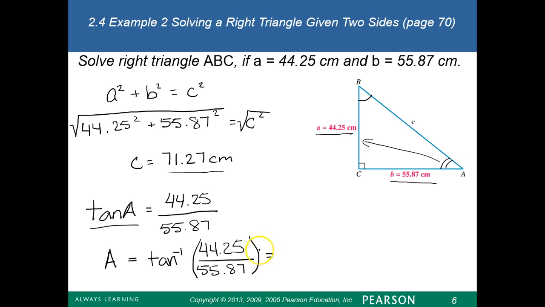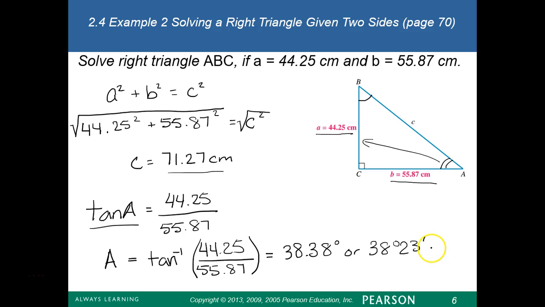And this is going to be in decimal degrees, so you don't have to worry about putting this in degrees, minutes, seconds, but you can if you want. I'm not going to stop you. So this ended up for me being 38.38 degrees. Like I said, you can put this in degrees, minutes, seconds if you want to. I went ahead and did that. It's going to be 38 degrees and 23 minutes approximately.